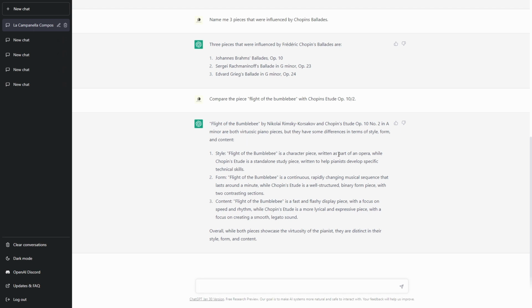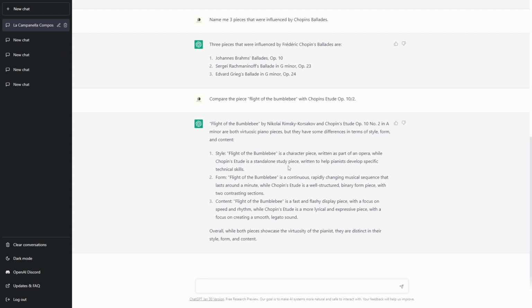Style, character piece. Okay, so it does acknowledge it's part of an opera. Okay, that's great. So I was thinking for a second that it thought that the Flight of the Bumblebee is a piano piece. Of course, it's part of the opera with an orchestra. So it does acknowledge that, and then the Flight of the Bumblebee is a continuous, rapidly changing musical sequence, binary form. Okay, content, fast, flashy display. It's not overly lyrical, but I'm kind of missing the chromatic aspect in both of the pieces, which is the one thing that ties it together. That was the one word I was looking for here that I think ties both pieces together. But good reply nonetheless.